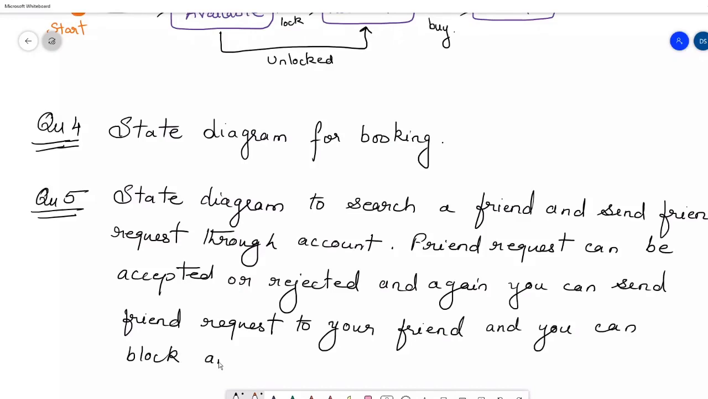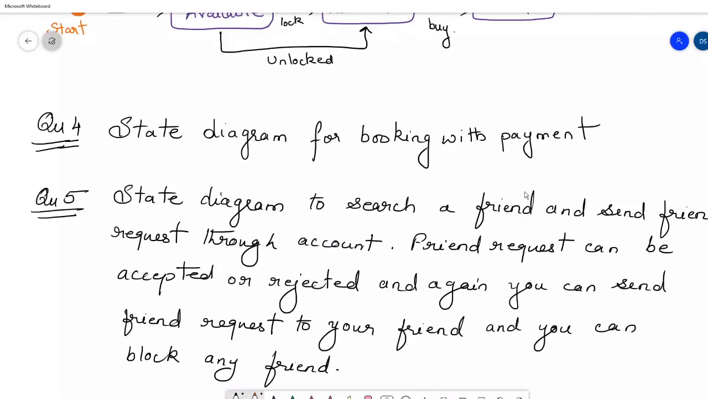So I have given you two more questions. Try to solve them. One I have given for drawing a state diagram for a booking system where you are booking, and you can add payment also in this when you are booking. So you can make it with a payment section, so it would be easier to draw.